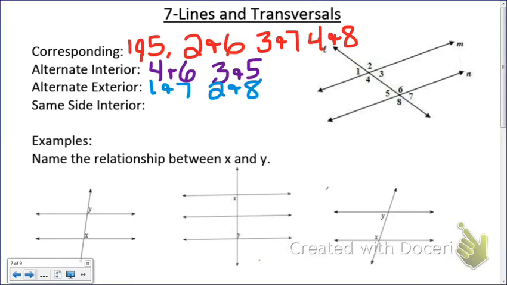The last pair are same side interior angles. Again, interior means they are between the 2 lines, so that takes angles 1, 2, 8, and 7 out of the picture. Same side, meaning they are on the same side of the transversal. So angles 4 and 5 would be same side interior angles. Also, angles 3 and 6 would be another pair of same side interior angles.